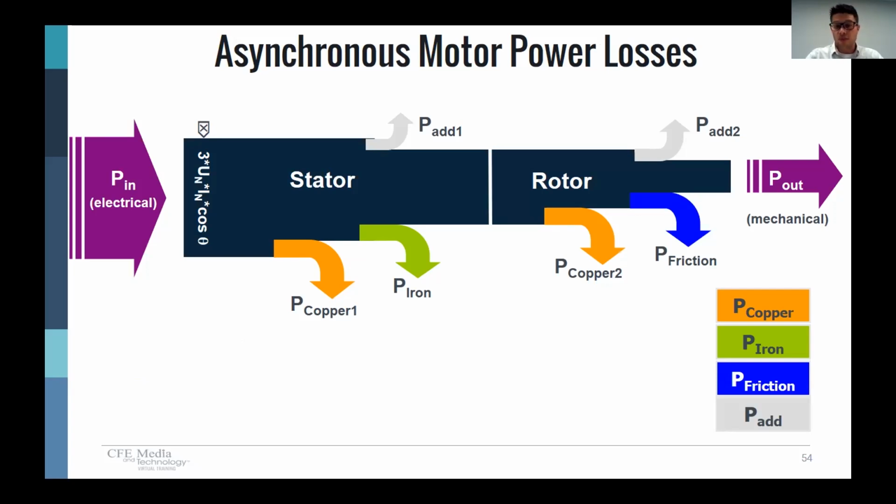You have friction of the bearings, you can have iron losses, you can have eddy current losses, and you have a bunch of different losses, but really the main loss that we can attack are the copper losses. And we'll talk a little bit of how we can do that in an asynchronous motor in just a second here.